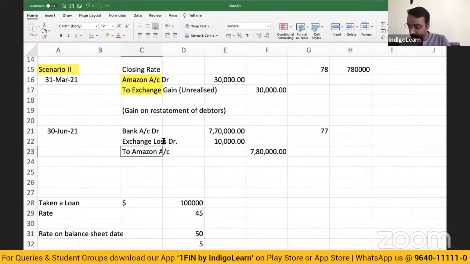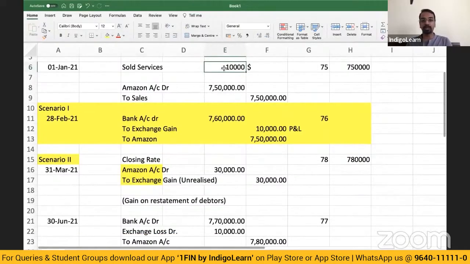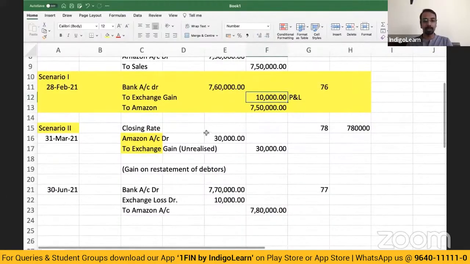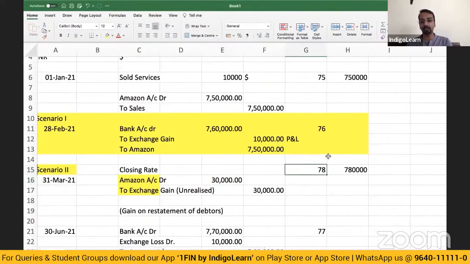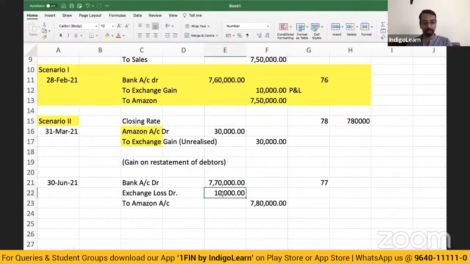Abhishta says unable to understand the entries. I think I have explained the entry as I was computing. If you have missed the initial part, you can go back. So services were sold, 10,000 into 75. It is 7,50,000. Scenario 1, exchange rate is 76. So the total amount is 7,60,000. 10,000 is the gain. Closing rate, if it is 78, then the gain is 30,000 because 78 multiplied by 10,000 makes it 7,80,000. Minus 7,50,000, there is a gain of 30,000. Then when you actually realize, you realize 7,70,000, exchange loss of 10,000, and Amazon account 7,80,000.